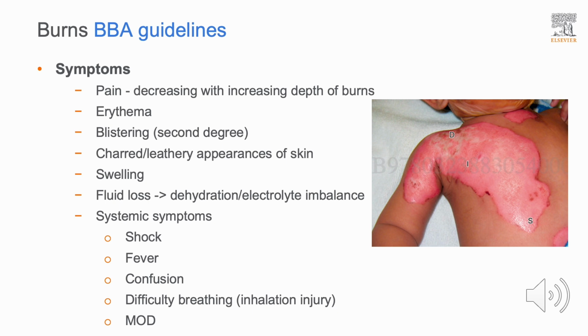In this picture, you can see a scald over the chest and shoulder of a child, showing the heterogeneity of burn depth. D depicts an area of deep burn where the skin appears white. I is an intermediate where you see some blistering, and S is superficial where there is erythema only.